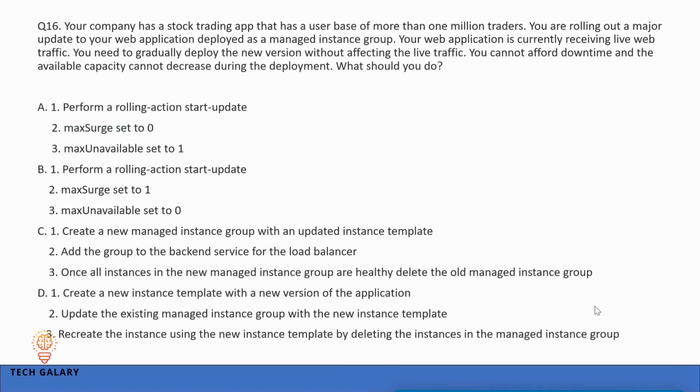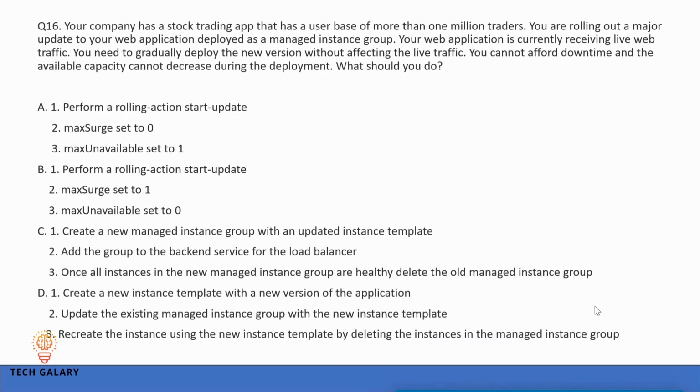Next question. Your company has a stock trading app that has a user base of more than 1 million traders. You are rolling out a major update to your web application deployed as a managed instance group. Your web application is currently receiving live web traffic. You need to gradually deploy the new version without affecting the live traffic. You cannot afford downtime and the available capacity cannot decrease during the deployment.